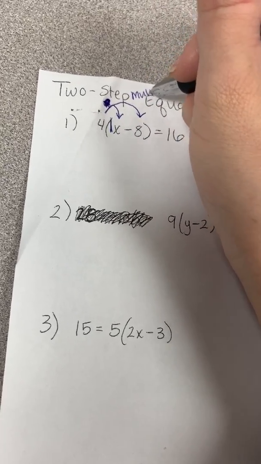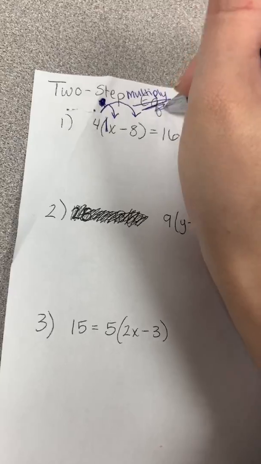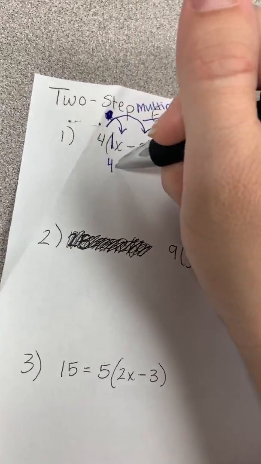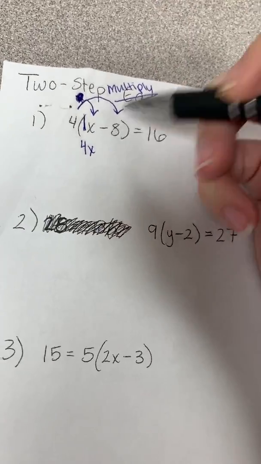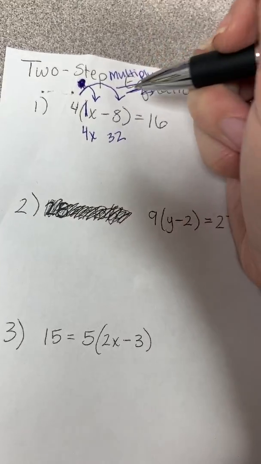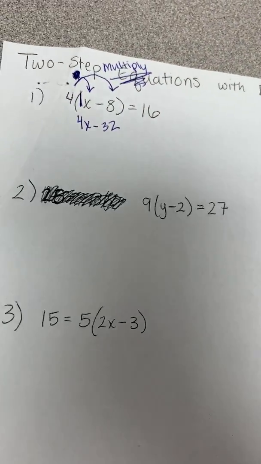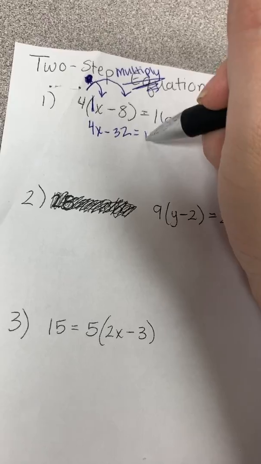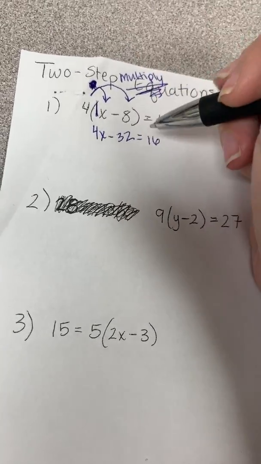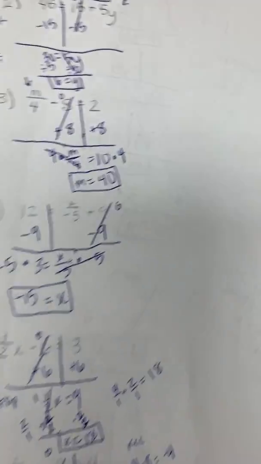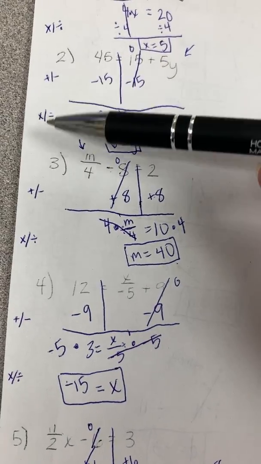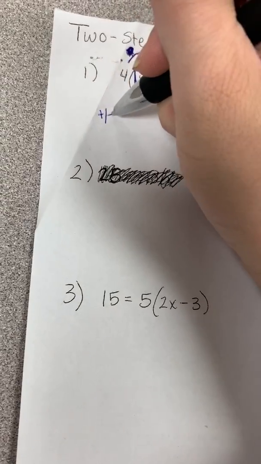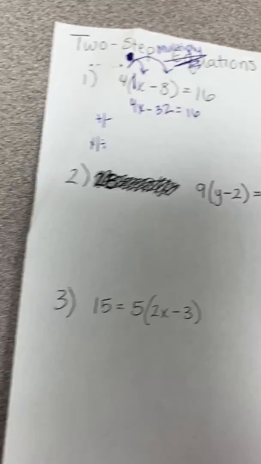Multiply, okay? 4 times 1 is 4, bring down the x. 4 times 8 is 32. Bring down your subtraction sign, and then I just bring down the equal sign and I bring down the 16. From here, I do it exactly like I was doing these problems where I do the addition and subtraction and multiplication and division first. Okay, so addition, subtraction, multiplication, division from here on out.